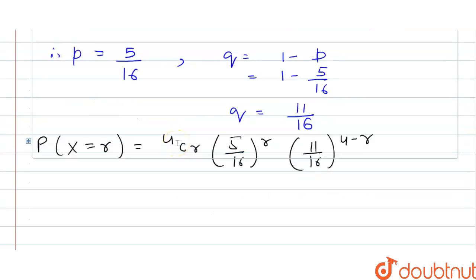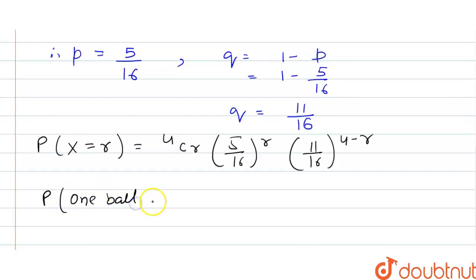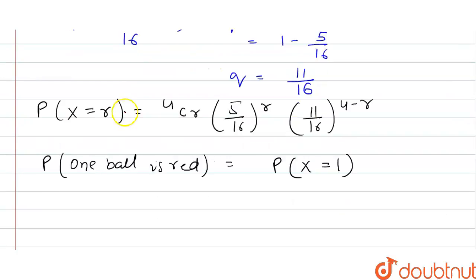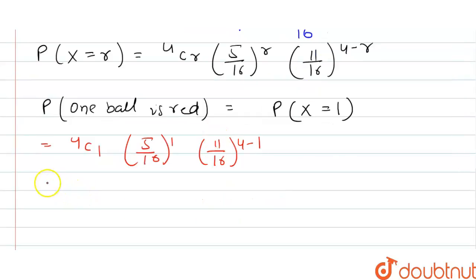Now we have to find the probability that one ball is red, that is P of x equal to 1. Now put the values, that is 4C1, 5 by 16 to the power 1, 11 by 16 to the power 4 minus 1. We need to simplify more.